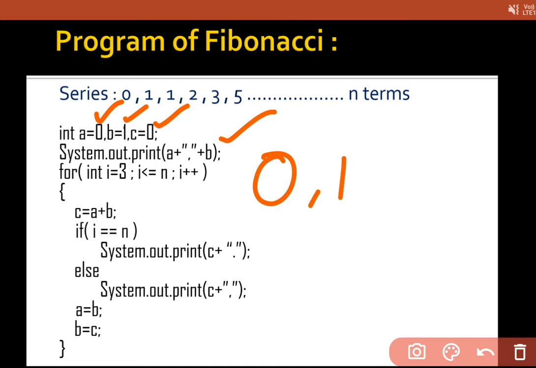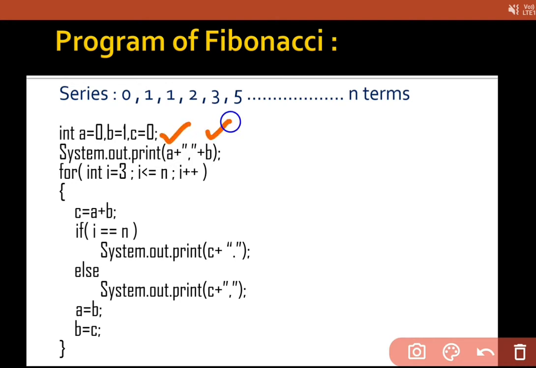And now, from the third term we have to start. This is the first term, this is the second term. This is the third term of the series. That's why I'm starting from third term. Third to n I want the number of series. And what I want to do, A and B is already displayed, means 0 and 1 is already displayed. I want to add them and store in C. And if it is the last term, I want to display the C with full stop. And if it is not the last term, then I want to display C with comma.